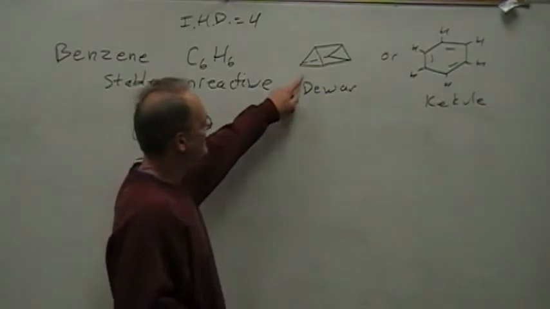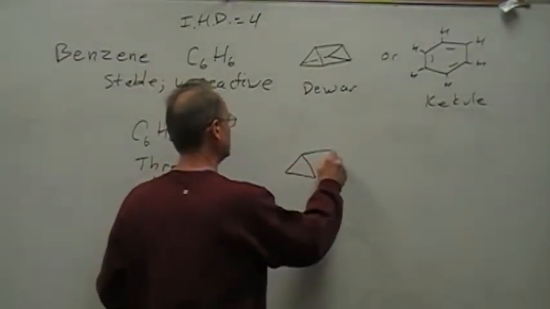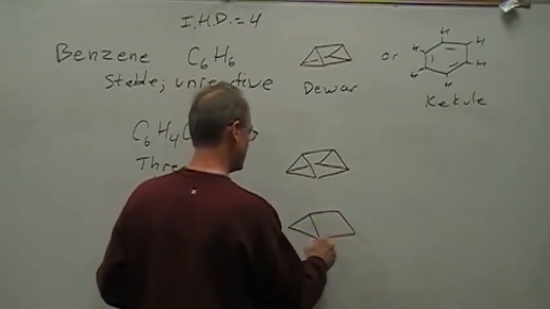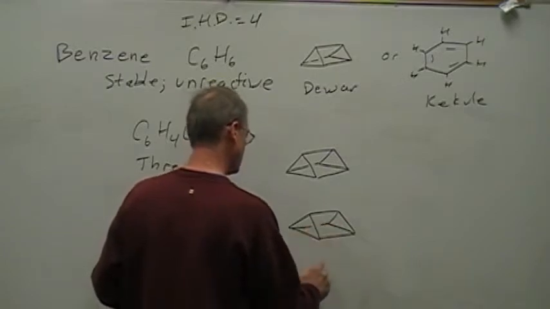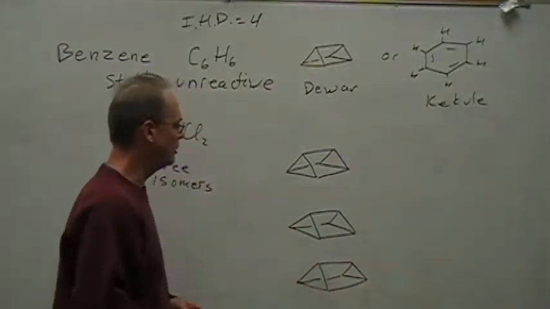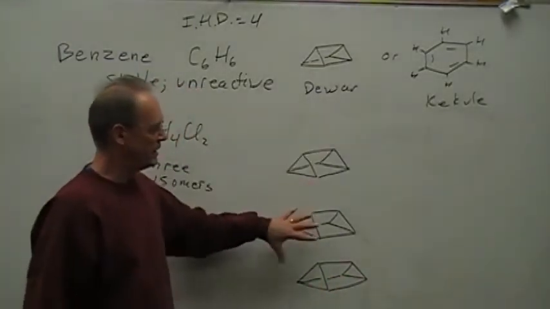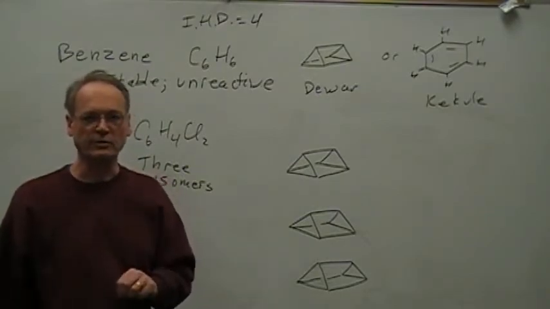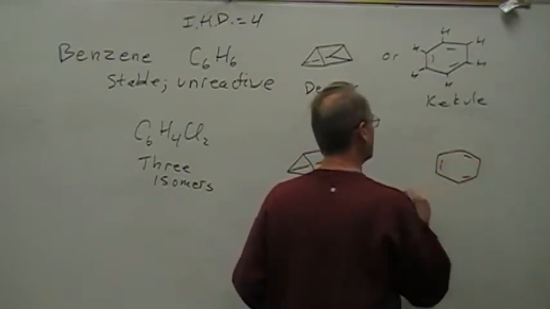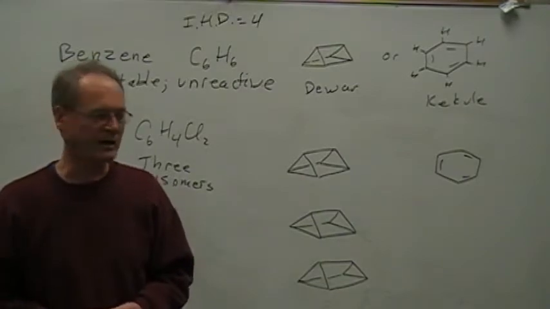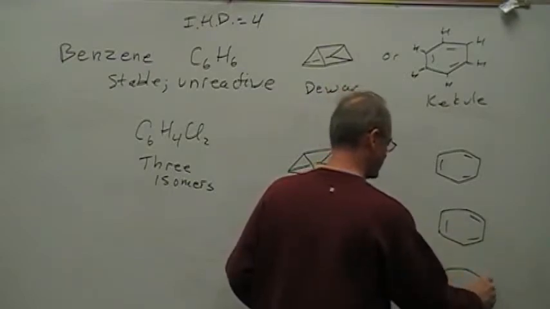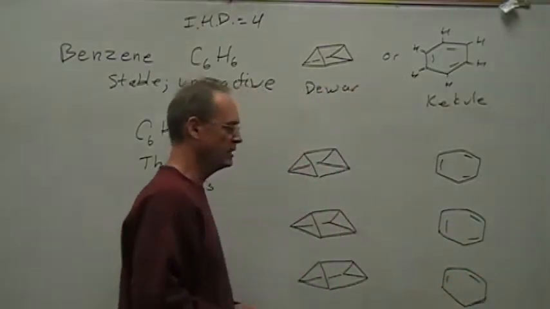So what you should do, and I want you to pause the video here for a minute, is see if you can draw, based on a Dewar model, that structure 3 times. See if you can put 2 chlorines onto this skeleton 3 different ways that would all be different from each other. And then same thing here, see if you can put 2 chlorines onto that skeleton, and again draw it 3 times.